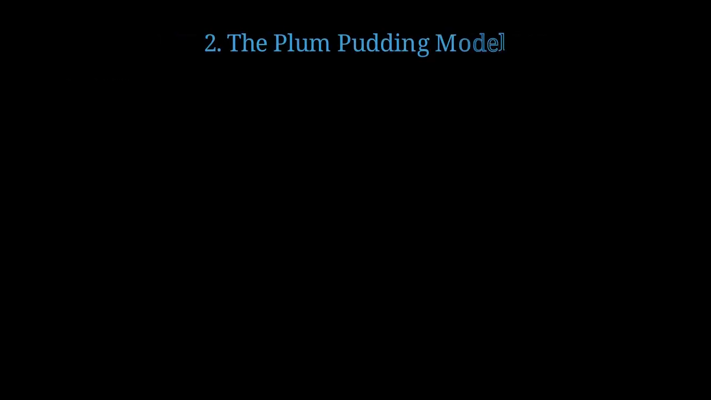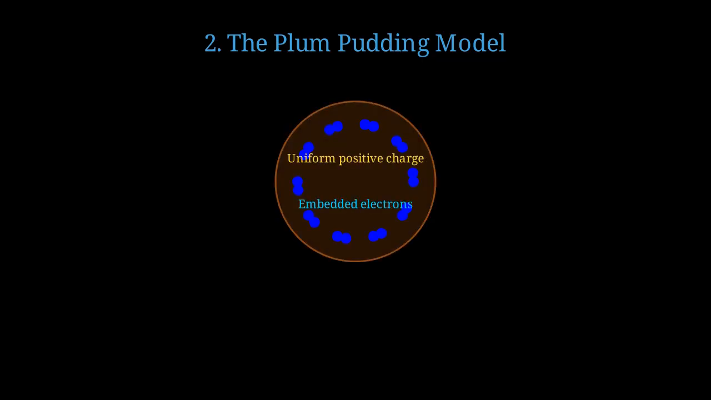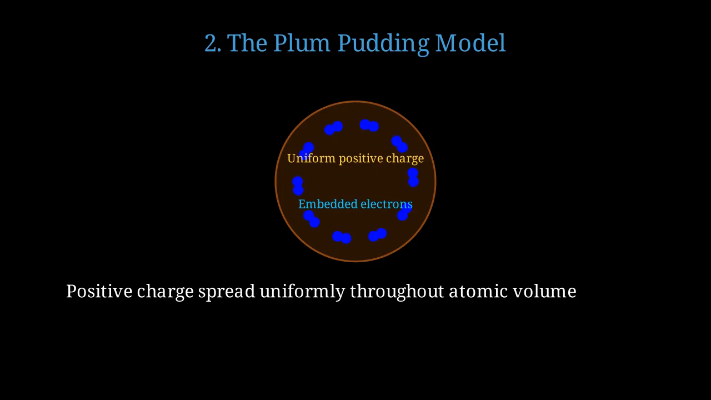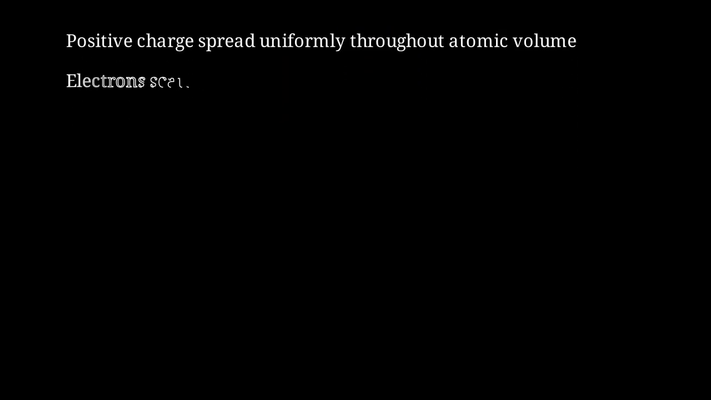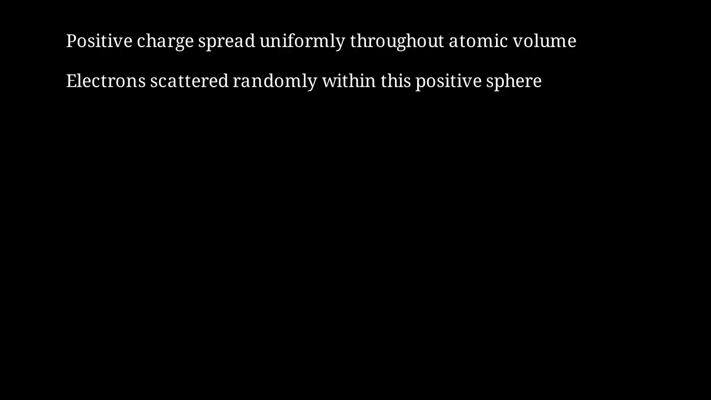J. J. Thomson proposed an answer known as the plum pudding model. The plum pudding model imagined the atom as a sphere of uniformly distributed positive charge, with electrons embedded throughout like plums in a pudding. In this model, positive charge was spread uniformly throughout the entire atomic volume, with radius approximately 10 to the negative 10 meters. Electrons were thought to be scattered randomly within this positive sphere, held in place by electrostatic attraction. The atomic radius was known to be approximately 10 to the negative 10 meters, or 1 angstrom.